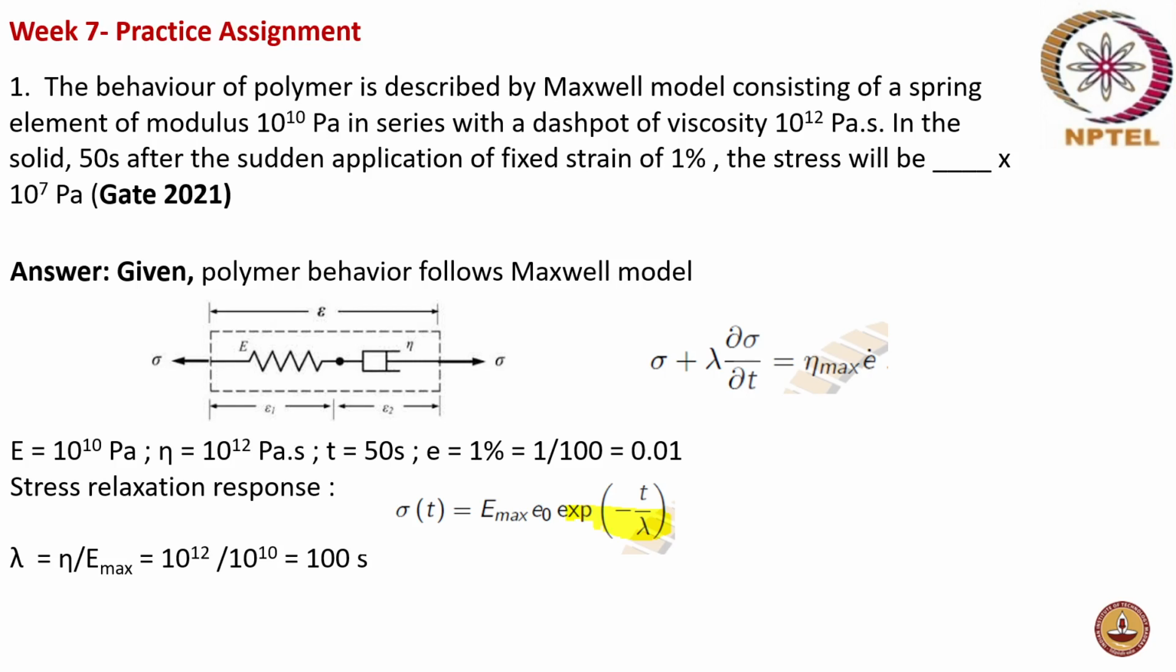Okay, so your lambda, your relaxation time, is 100 seconds. And then they've also given the t value, right? 50 seconds. Yes, ma'am. So after 50 seconds, what is sigma of t, or sigma of 50, is asked. So all the parameters are given. Once you substitute, you will get the stress value after 50 seconds as 6.06 into 10 power 7 pascals. Just your mathematical calculation will give you the information.